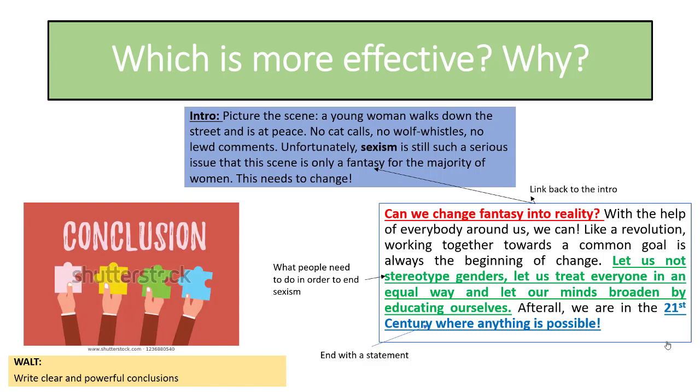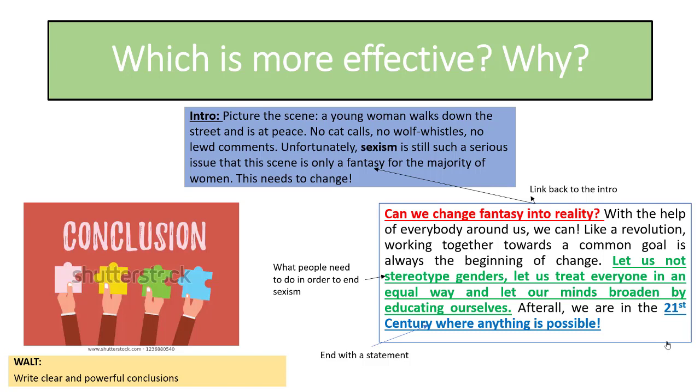"With the help of everybody around us, we can. Like a revolution, working together towards a common goal is always the beginning of change." So think about that sentence. It's all about change, because even though our entire speech has been on sexism and this form of discrimination, we don't want to continue that form of discrimination. We want there to be a change, which is what I've written. "Let us not stereotype genders. Let us treat everyone in an equal way and let our minds broaden by educating ourselves."